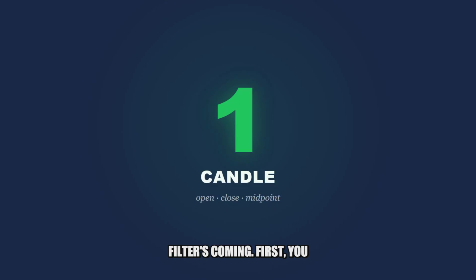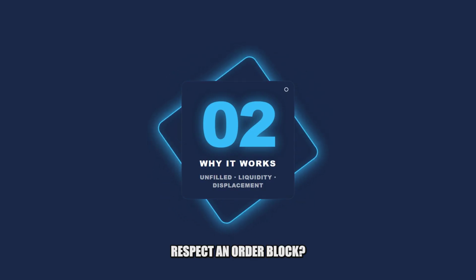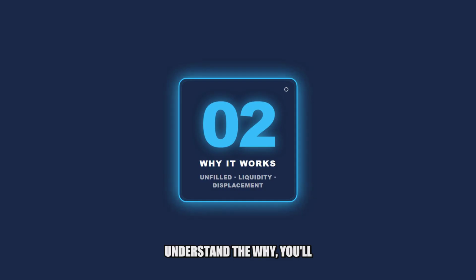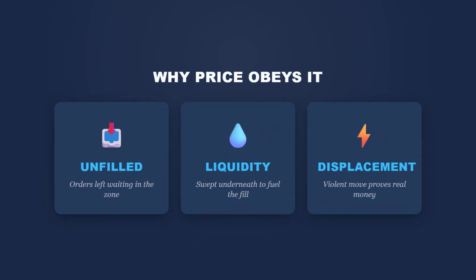That filter's coming. First, you need to understand why price obeys this zone at all. Section 2. Why does price actually respect an order block? Because if you don't understand the why, you'll trust boxes that were never going to hold. Three forces stack at a real order block.